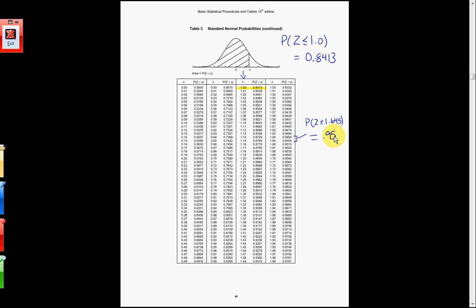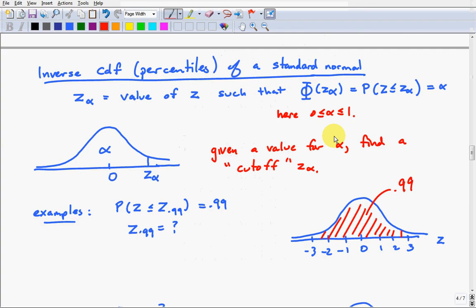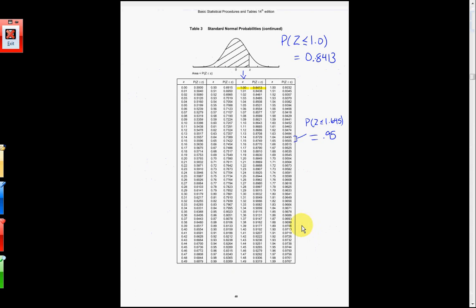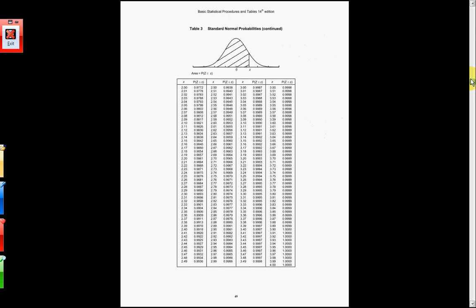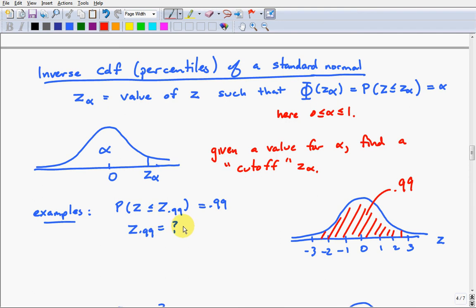Except I don't think I was looking for 95, was I? Nope. Okay, let's keep looking then. That would be how you'd find 95. We're after 99, so we've got to go to the next page of this table and keep reading down until we see 0.990 roughly, which is about 2.33. So the probability that z is less than or equal to 2.33 equals 0.99. So we can go back and put that in our notes. 2.33.